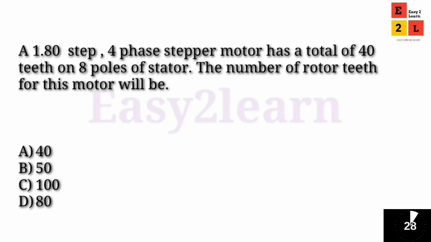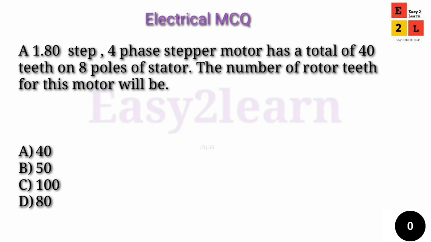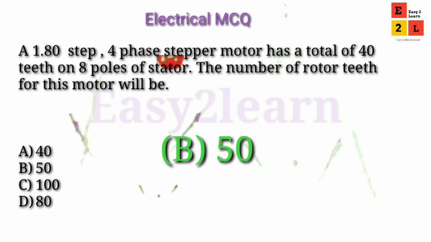A 1.8 degree step, 4-phase stepper motor has a total of 40 teeth on 8 poles of stator. The number of rotor teeth for this motor will be A, 40, B, 50, C, 100, D, 80. The answer is B, 50.